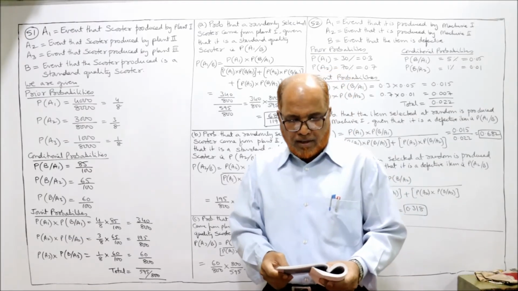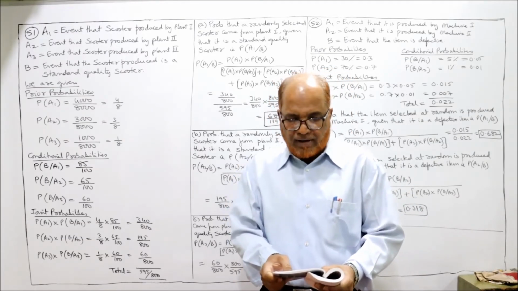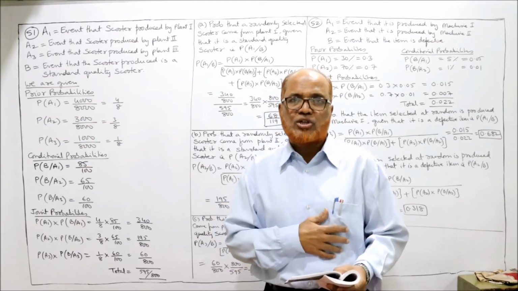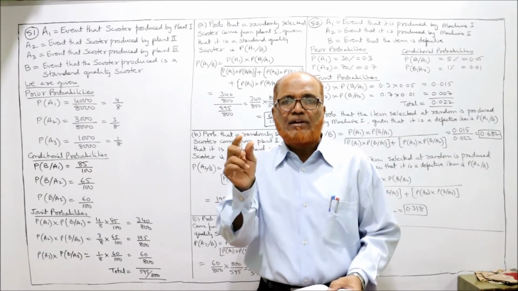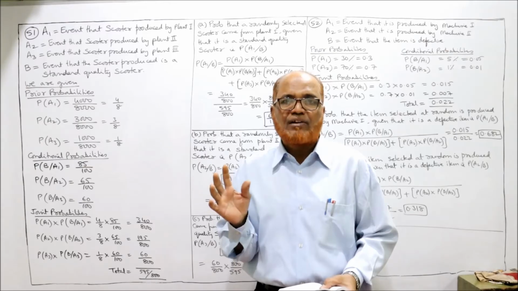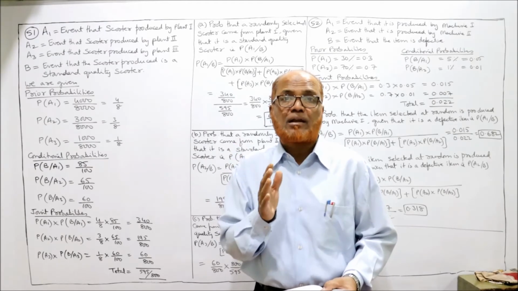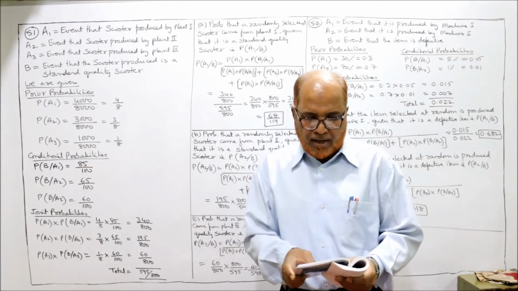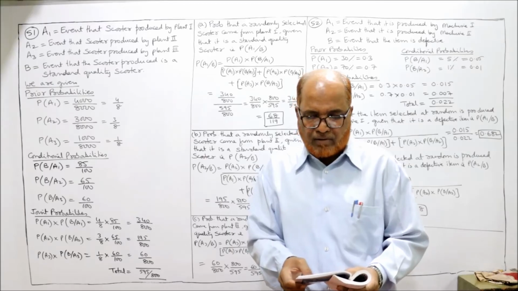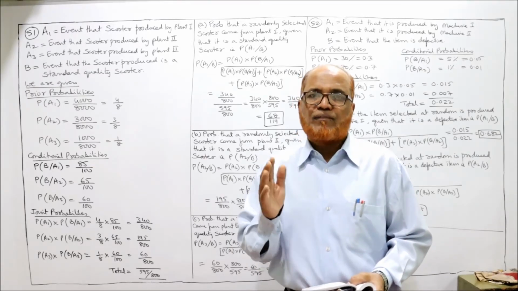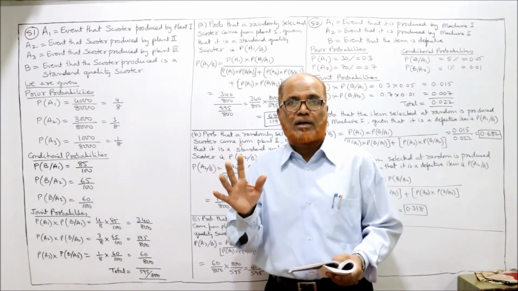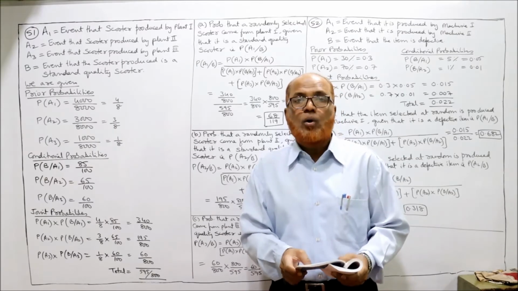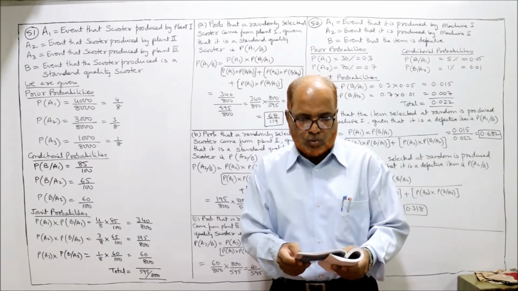At plant 1, 85 out of 100 scooters are rated of standard quality or better. Now there is additional information given. In the first plant, 85 out of 100, that means 85% of the scooters are better quality scooters, good scooters. Remaining are not better quality scooters. Only in plant 2, 65 out of 100 are rated as standard quality. And in plant 3, only 60 out of 100 are better quality scooters.